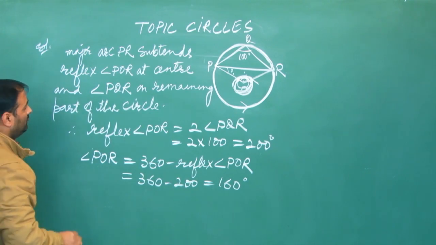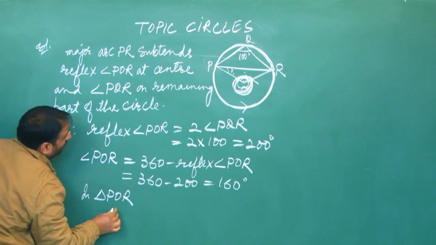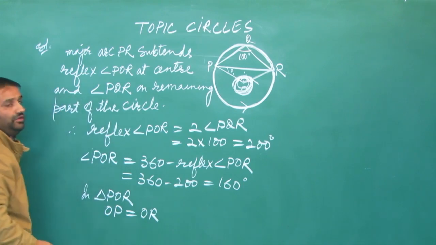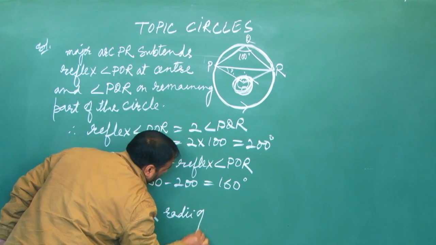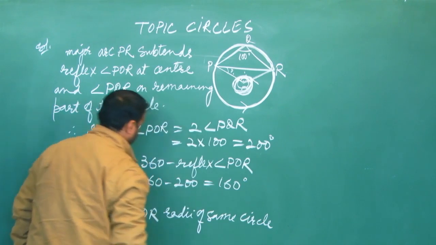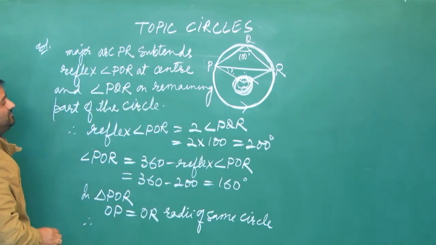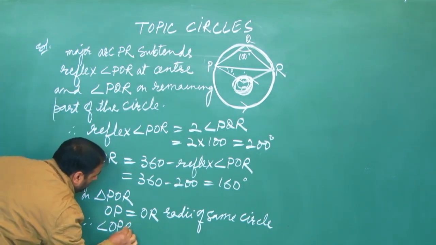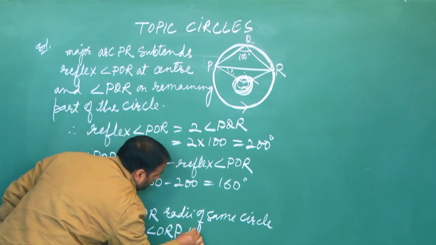Now, in triangle POR, OP is equal to OR because both happen to be the radii of the same circle. Then the angles opposite these equal sides will also be equal, which is known as the isosceles triangle property. That is, OPR will be equal to ORP, by the isosceles triangle property.